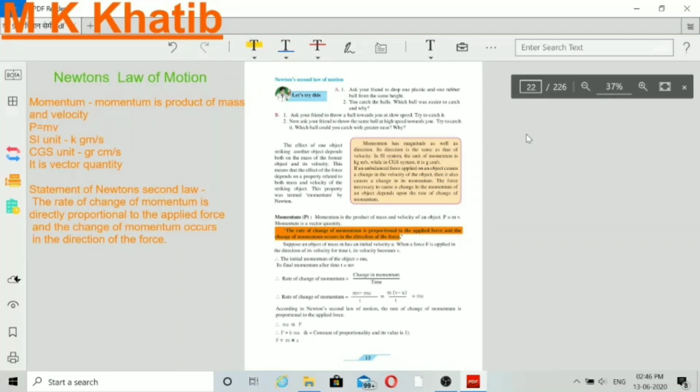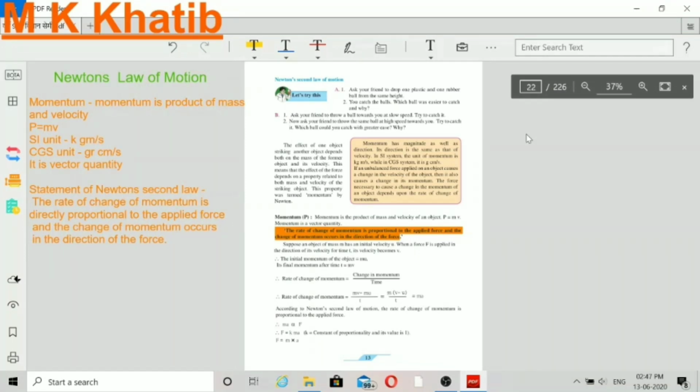Here a is acceleration. Acceleration is equal to (v minus u) upon t. Now, according to Newton's second law of motion, the rate of change of momentum is proportional to the applied force. So ma is proportional to F. Converting the proportional sign, F is equal to k into ma.